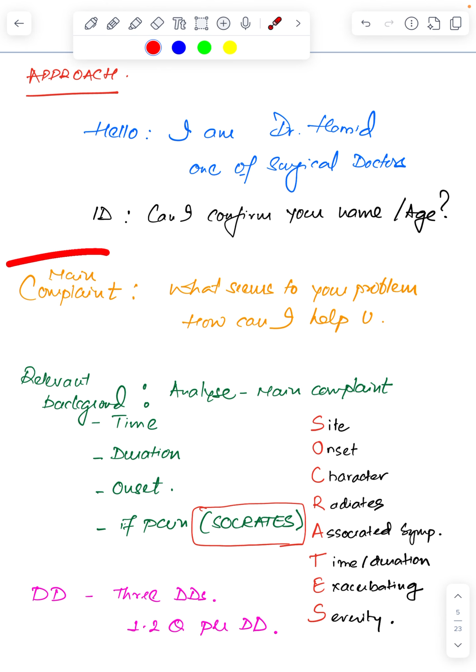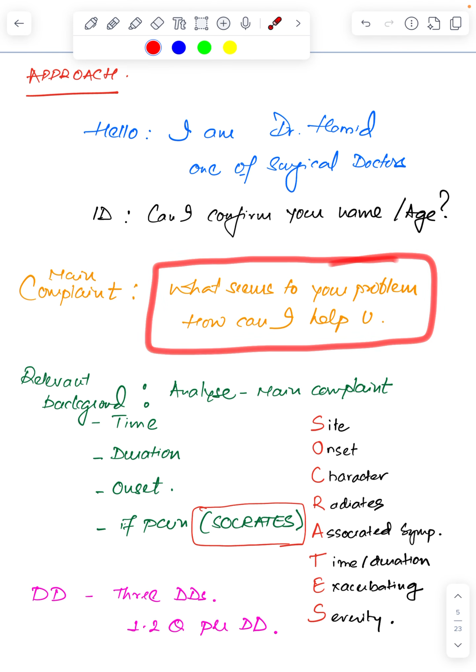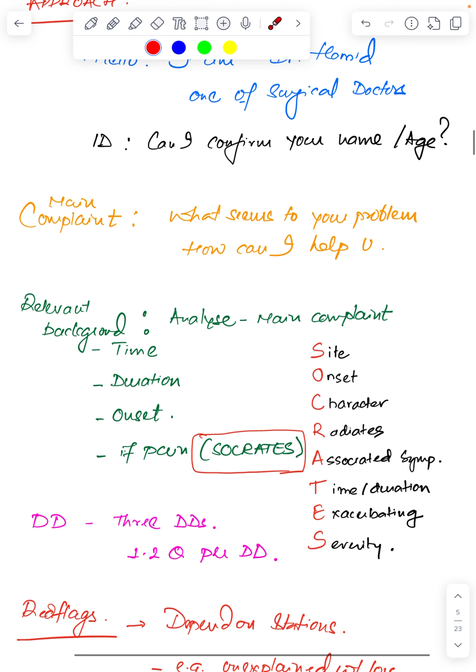Then how to start with the complaint. Now this is the history. You're not writing anything, just asking the history. What seems to be your problem? You don't know whether the patient is having pain, swelling, limping, or anything else. The patient may start. What seems to be your problem? How can I help you? You are blind, you don't know anything about the stations, you are just asking what is your problem. How can I help you? If the patient is giving any history, the relevant background, analyze the main complaint, what the patient is complaining of.